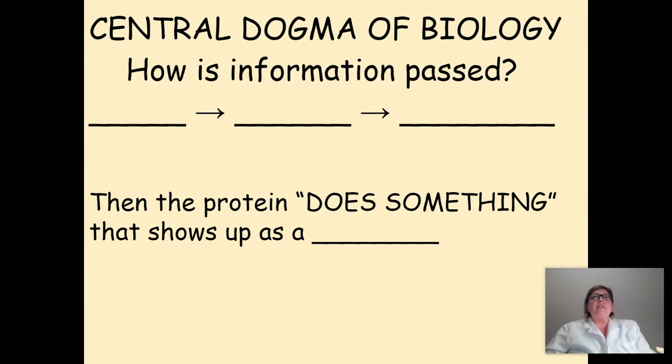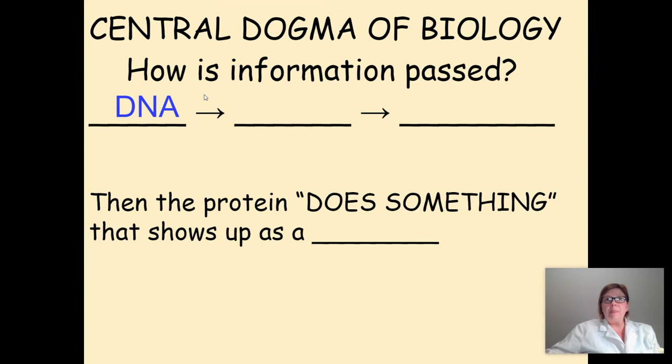Alrighty, so the central dogma of biology. So reflect on Thursday. You guys took some notes. We talked about transcription, we talked about translation. So how is information passed? So pause this video, look in your notes, and see if you can figure out what you're going to place in those blanks. And there's arrows here. So you're directing the flow of something. Alrighty?